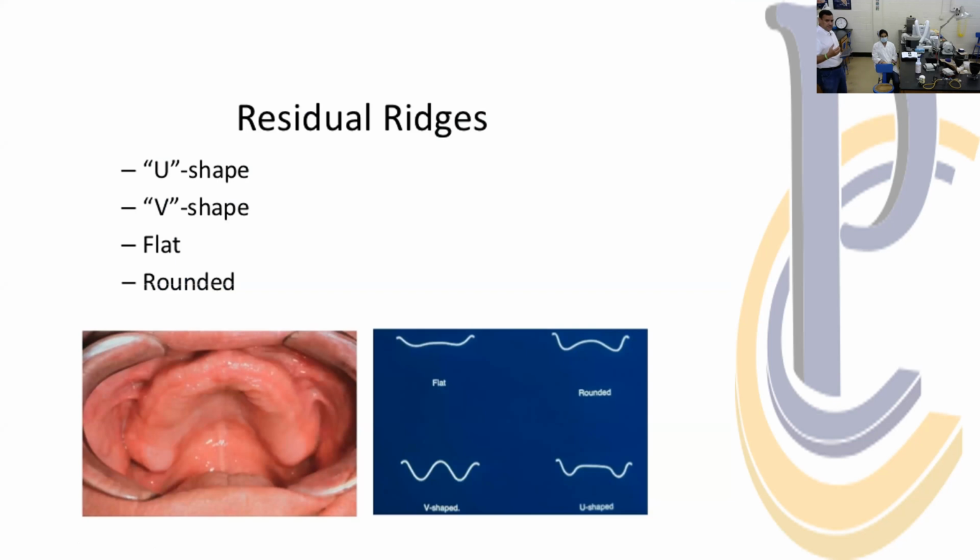When we extract the teeth, the remaining ridge can be V-shaped, U-shaped, flat, or rounded. What do you think is better to keep the denture? We need the denture. U is better. V is okay. Sometimes V is too much V. Sometimes it will crack the denture. Flat is the worst because the denture won't fit. So mostly it's U-shaped. We like it.